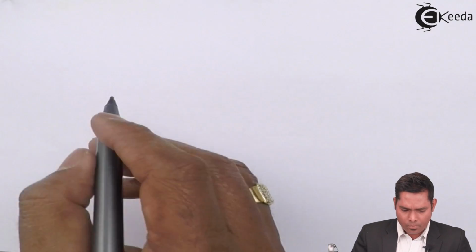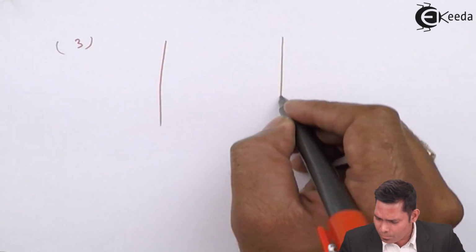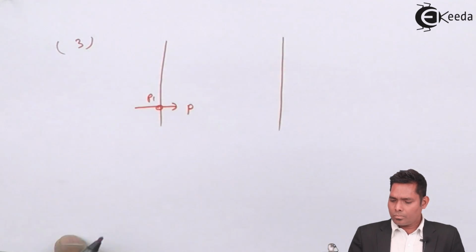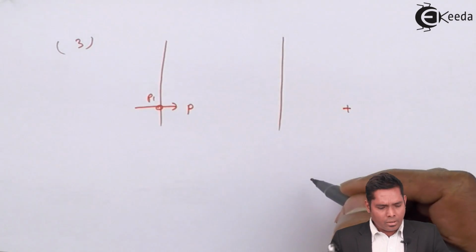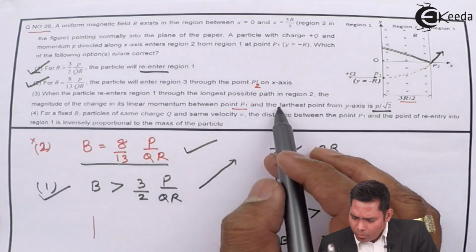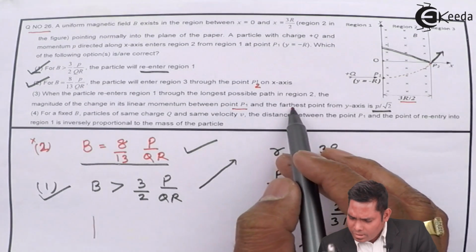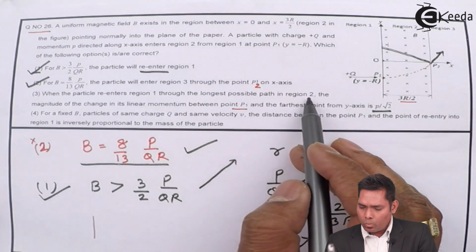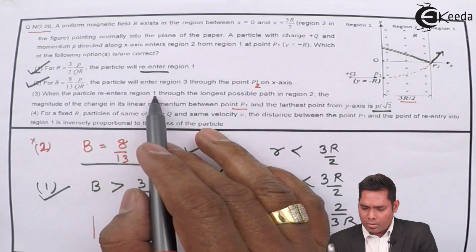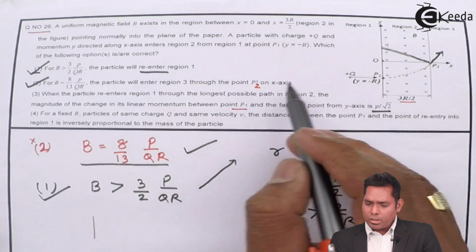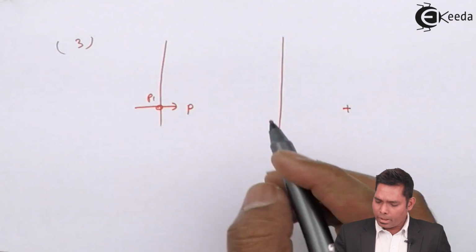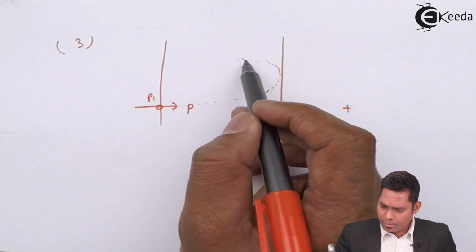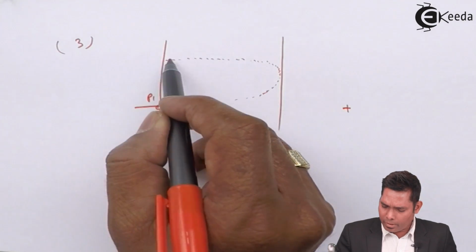Okay, let us take another page. For option number 3, we have this situation. At P1, this is P1, the momentum here is P, positive this side, and we have to find the momentum at the farthest point from the y-axis. So when the particle re-enters 1 through the longest possible path in 2, what is the change in momentum that will happen? So it will move something like that, and this way it will move and re-enter here.